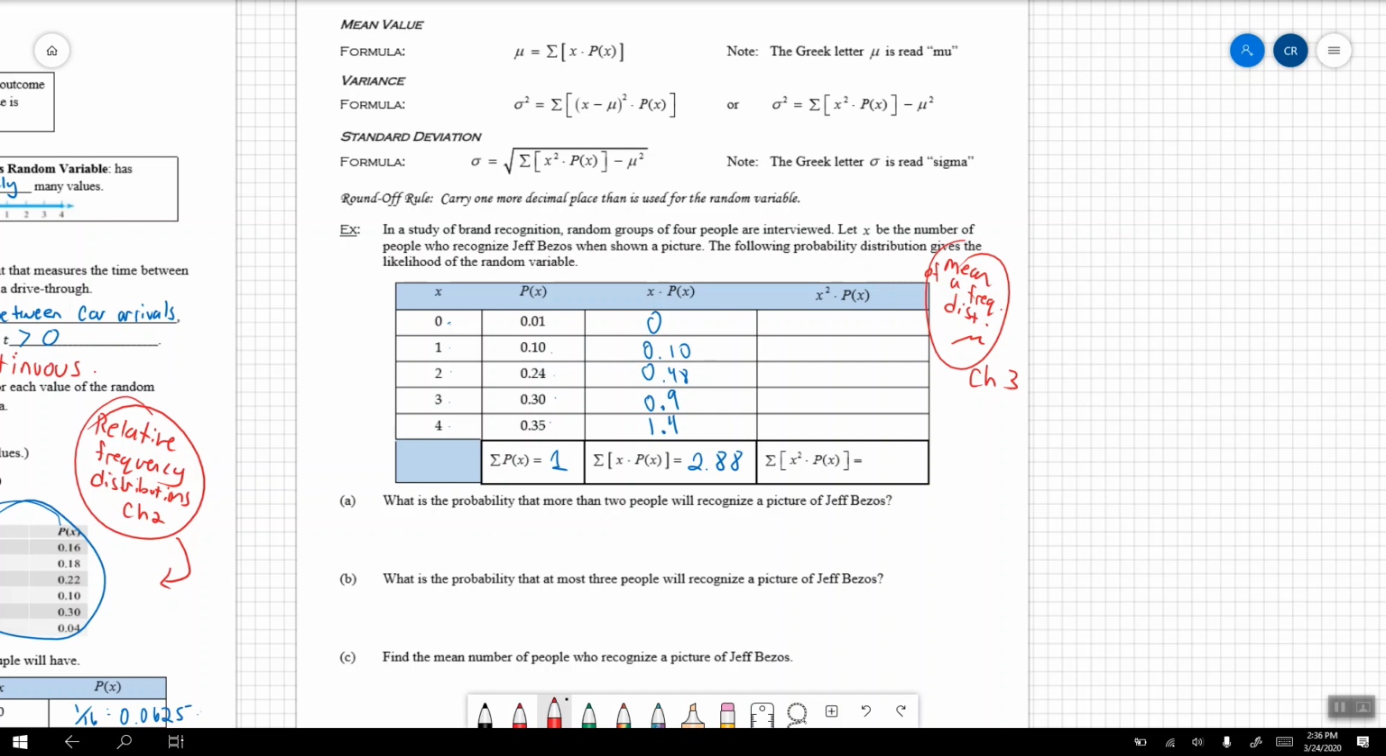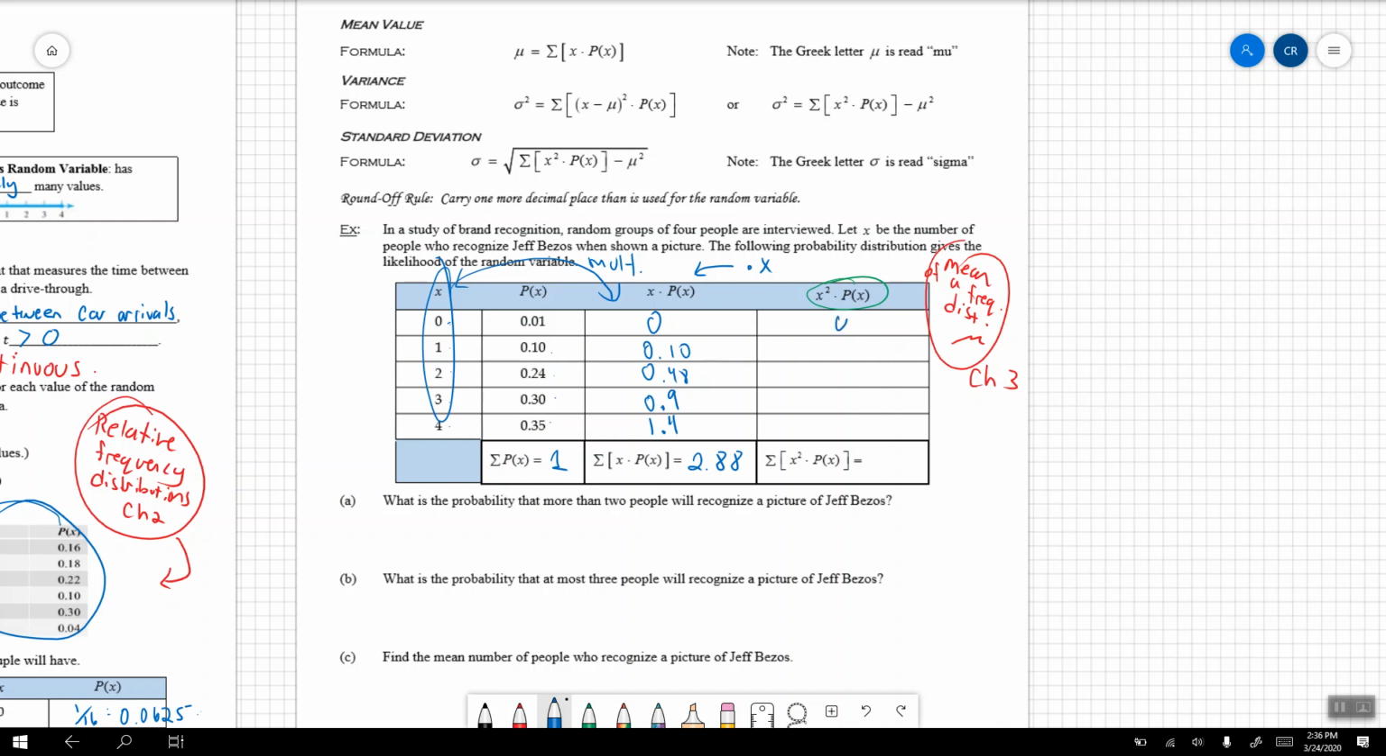The reason I say this is because instead of finding x squared times p of x, I gave you all a nice little trick: you take this column and multiply it by x, in other words, by this column. So we multiply these two, and that's going to get us the third column. All right, so let's multiply.